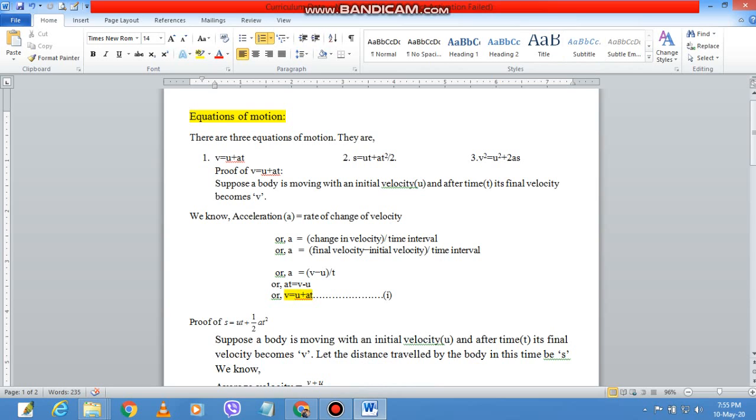In the previous classes we studied about acceleration and retardation, some of the terms that are used in motions. Now today we are going to continue the lesson with equations of motion.